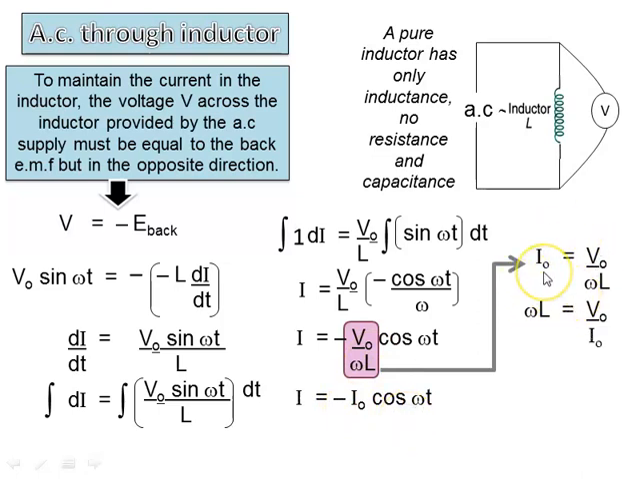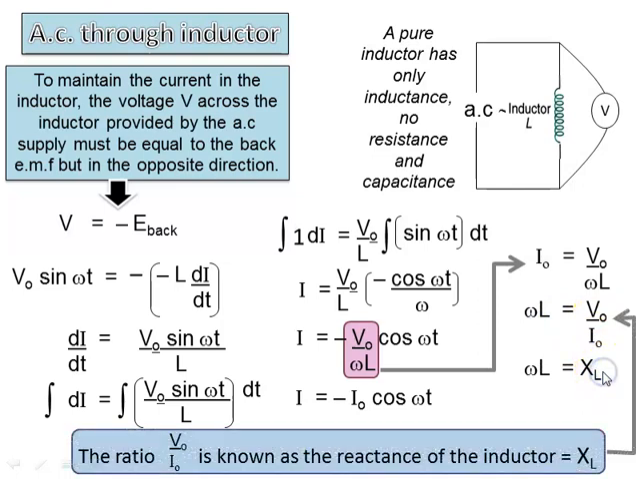Then from here, we bring I naught to the right side, it becomes V naught per I naught, and omega L cross multiplies to the right side. V naught per I naught is equal to XL, where XL is the reactance of the inductor. So the ratio V naught per I naught is known as the reactance of the inductor. So XL equals omega L. Therefore XL equals 2 pi fL because omega is 2 pi f. So this is the first equation for the reactance of the inductor.